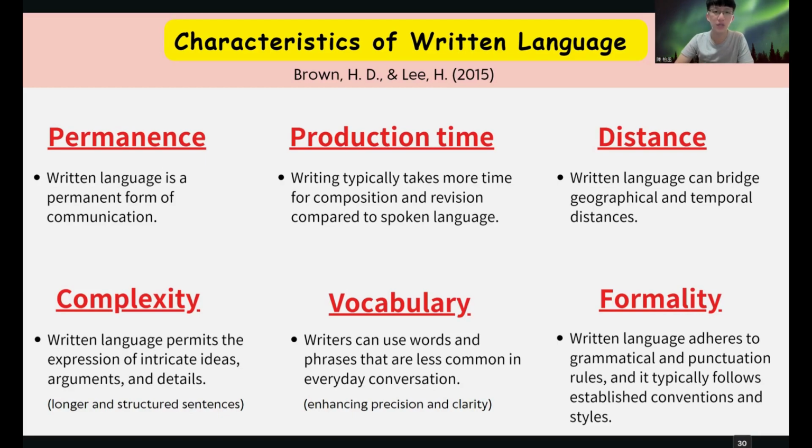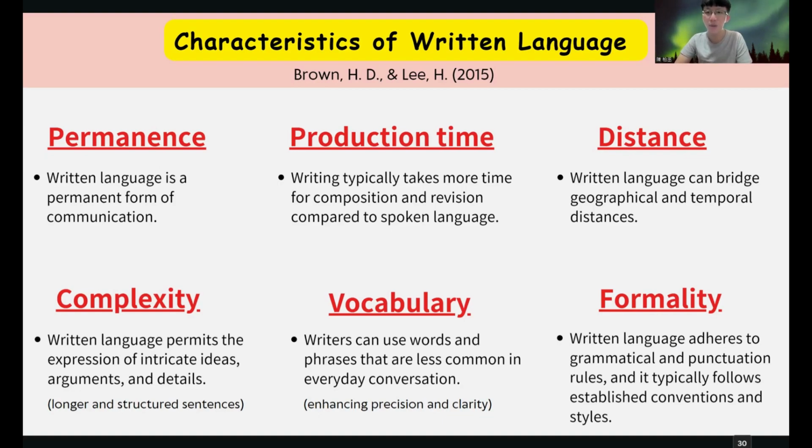And the second one is the production time. We all know that writing typically takes more time for composition and revision compared to spoken language. The next one is distance. Written language can bridge geographical and temporal distances. And the next one is complexity. Written language is really complex because we can have intricate ideas, arguments, and details in longer and structured sentences. And the next one is vocabulary, that it can use words and phrases that are less common in everyday conversation, so as to enhance precision and clarity.